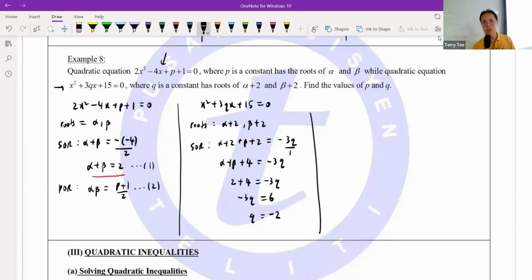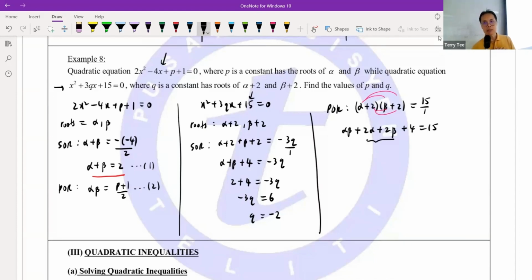Then let's work on our POR. My POR will be alpha plus 2 times beta plus 2, C over A. What's your C? Your C is 15, right? Your A is 1. So let's expand this: alpha beta plus 2 alpha plus 2 beta. I hope you know how to expand this one by one. 1, 2, 3, 4. So, and plus 4, the result is 15.